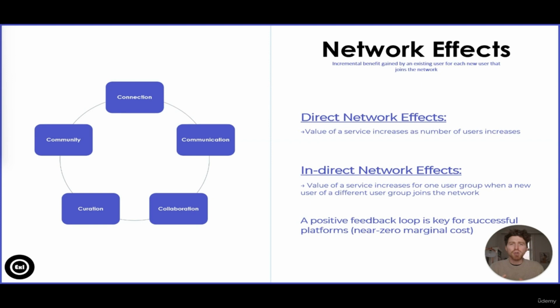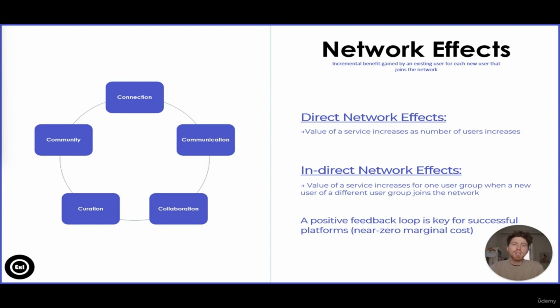So you have two user groups in the Uber network. You have drivers and you have passengers. If a new passenger is joining the Uber network, the value of the service increases for the other user group, the drivers, because they have more opportunities to give people a ride and earn an income. It's also vice versa. If you have a lot of passengers already, but a new driver is joining the Uber network, the value of the service increases for the passengers. And these are so-called indirect network effects.